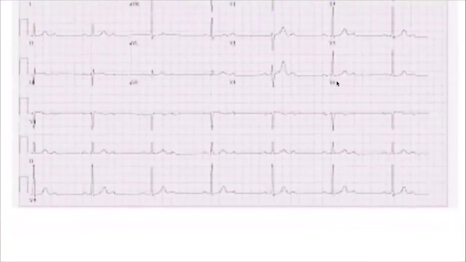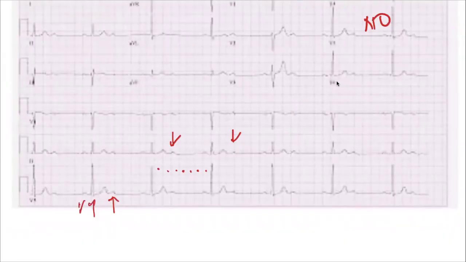Just looking at it, I know it looks like a very slow heart rate because there are 7 large boxes. This is a bradycardia. Whenever bradycardia comes to mind, you need to ask yourself 2 questions. Does every P wave have a QRS complex? This P wave doesn't have a QRS complex, this one doesn't, this one doesn't. So the answer is no. Does every QRS complex have a P wave?